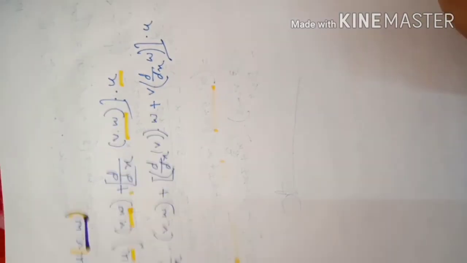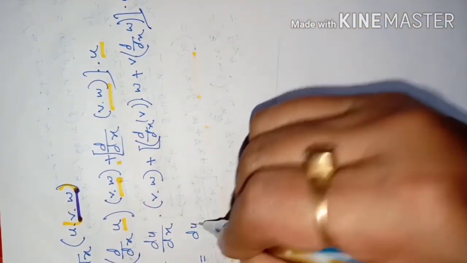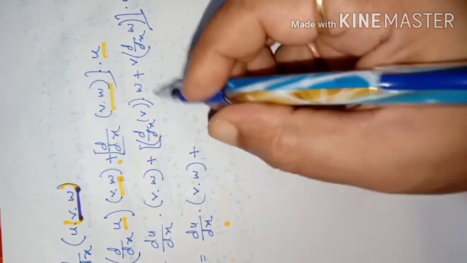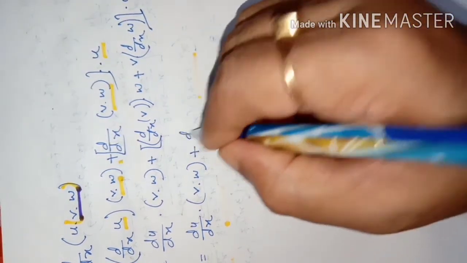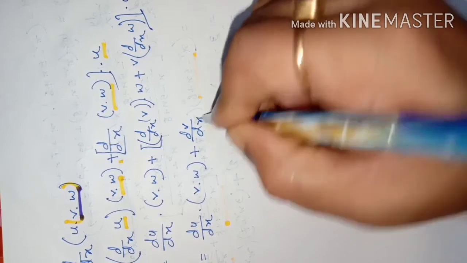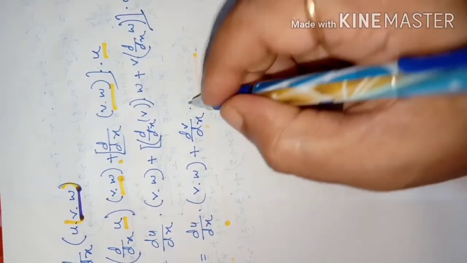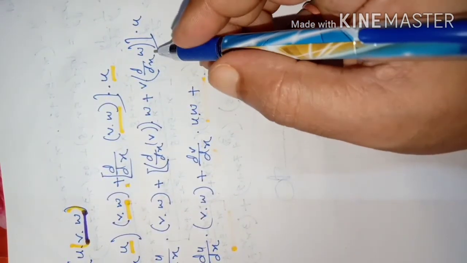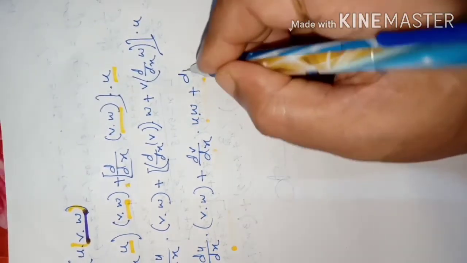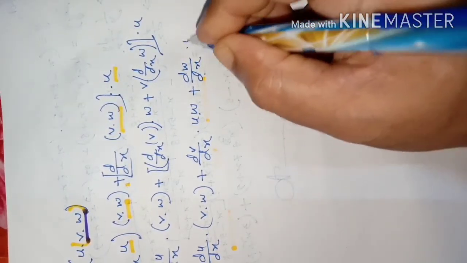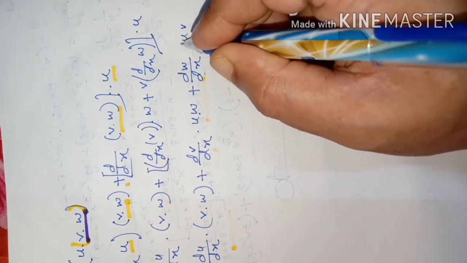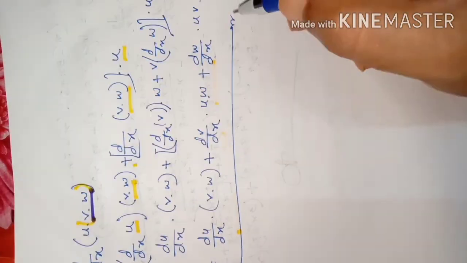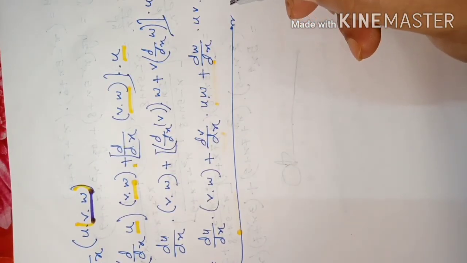As we open the bracket, it will be like this: du by dx into v into w plus, if you open this bracket, dv by dx into u into w plus dw by dx into u into v. Okay students, this is our answer by repeated application of the product rule.